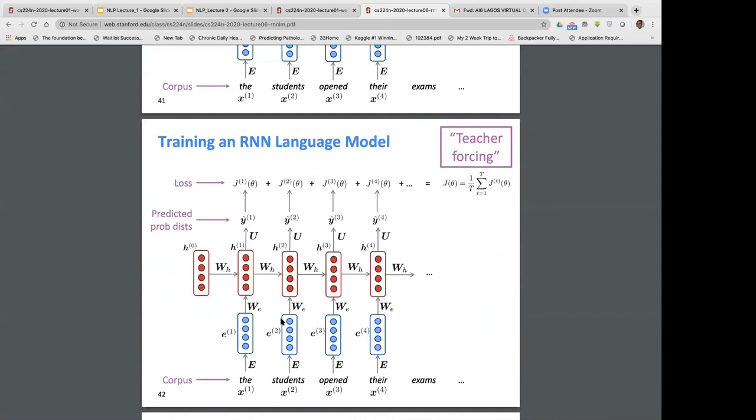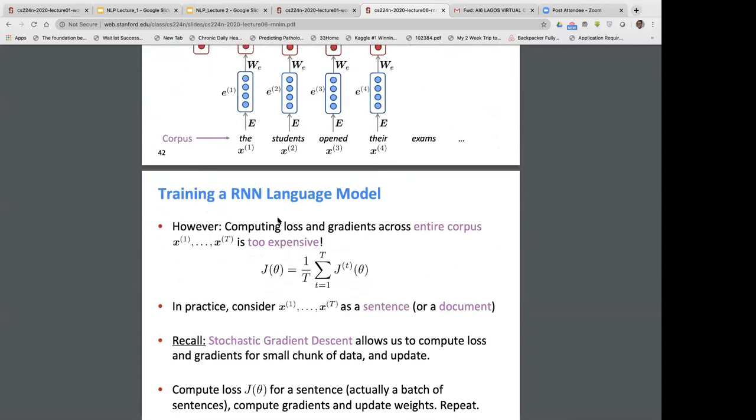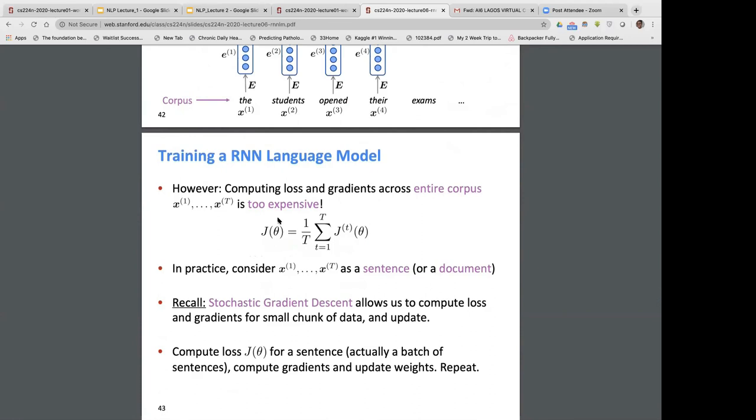So let's say your model predicted "the church" instead of "students." To compute the loss over this, you have to start backpropagating, deriving your loss from the 500th hidden state until it gets to this second hidden state. And that is very computationally expensive. It's too computationally expensive.